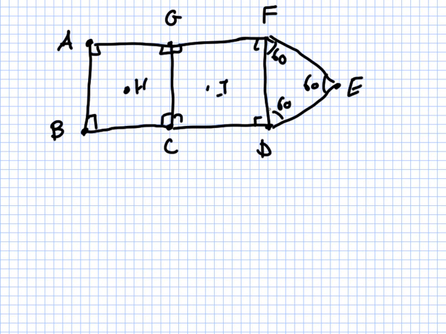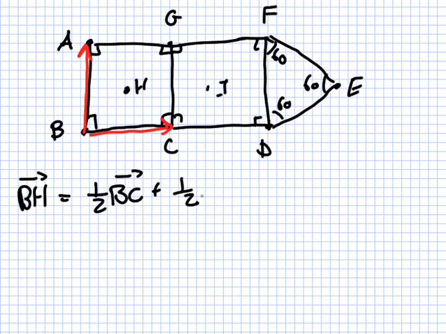Okay, so my first question is to find BH. In terms of which ones are they? BA and BC. Right, so here is BA and here is BC. So I can see BH actually, that would be a half BC plus a half BA. Okay, so that's fine. Now, HI. Any ideas what HI might be? It's the same as BC. Yep, very good. It's the same as BC.